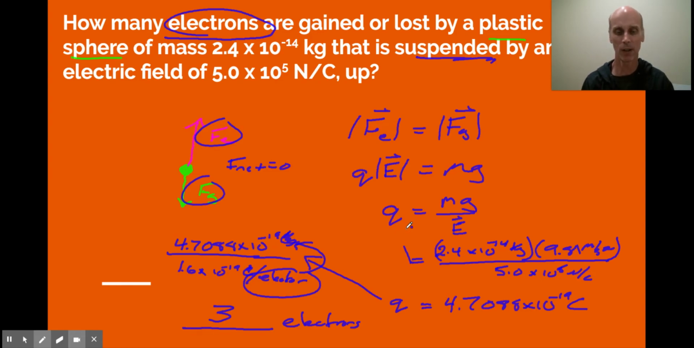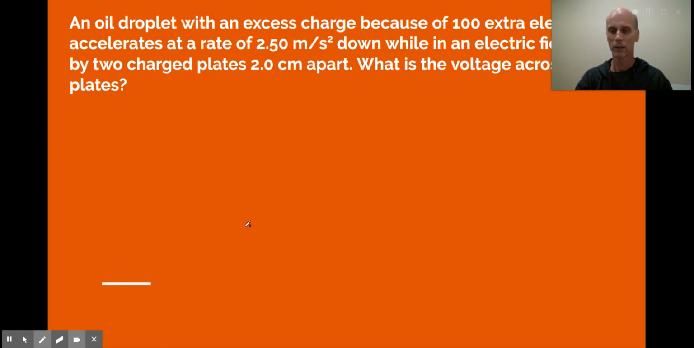That's kind of the beauty of quantization: as long as you're close, you can round to the nearest whole number. So 3 electrons is our answer. Let's look at a question that's a little more involved than the last one.